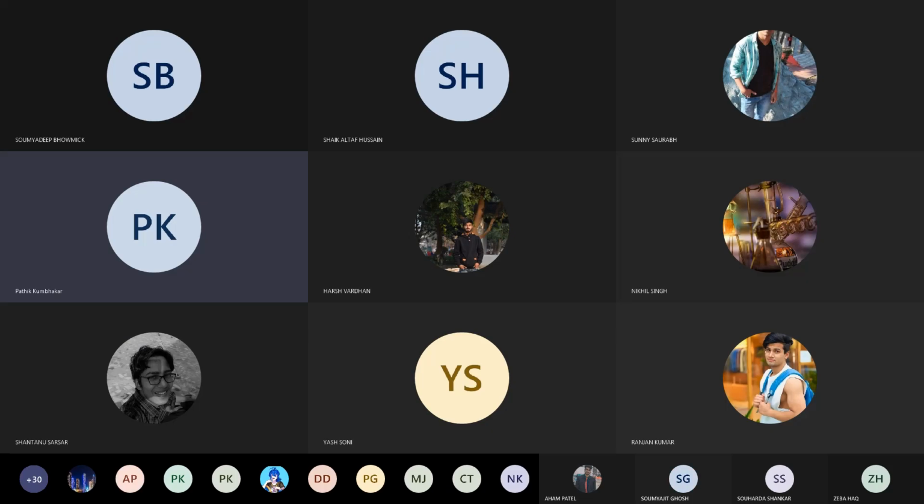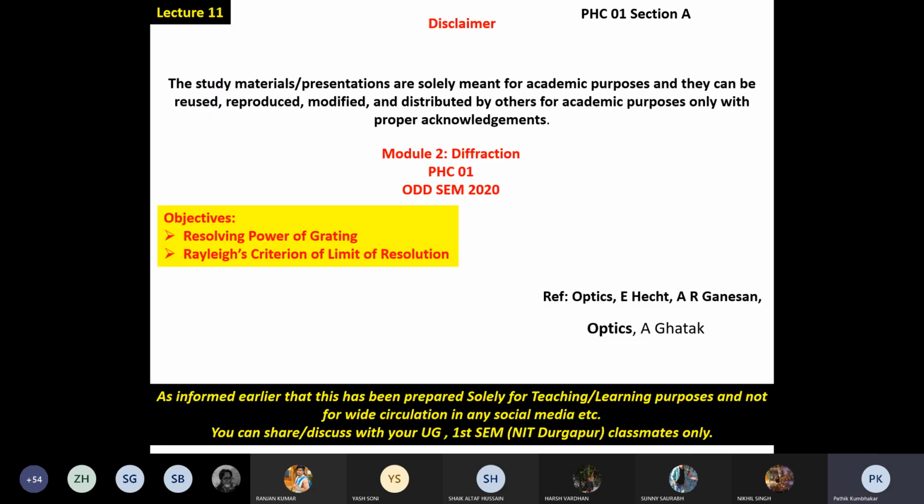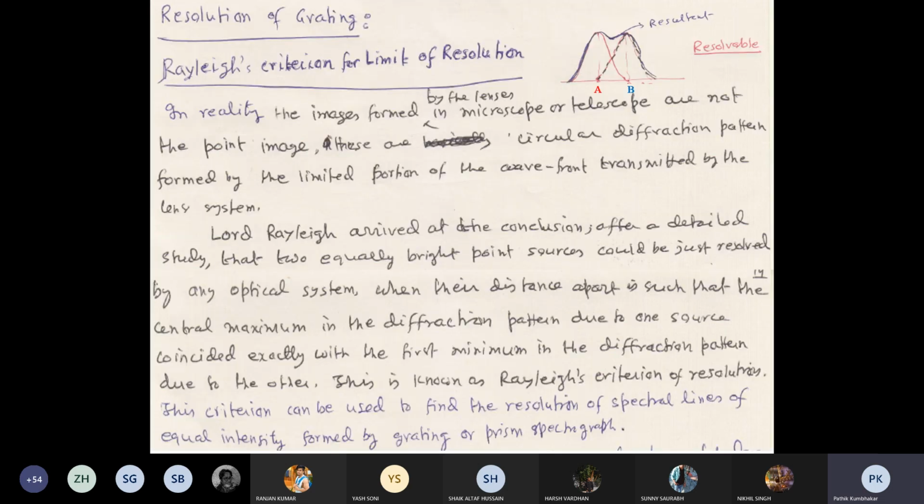We would like to discuss the two quantities on the resolving power of the grating, and while calculating the resolving power, we can use a relation that is called Rayleigh's criterion for limit of resolution. So these two are very important while calculating resolving power, because I already told you that whenever you see any image, you basically see the diffraction pattern. So let us try to understand the resolution of the grating.